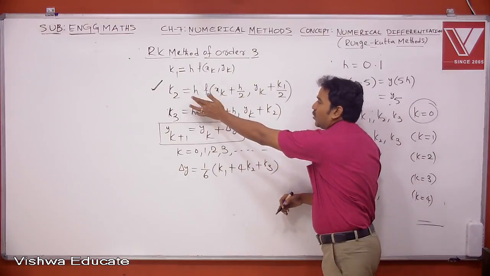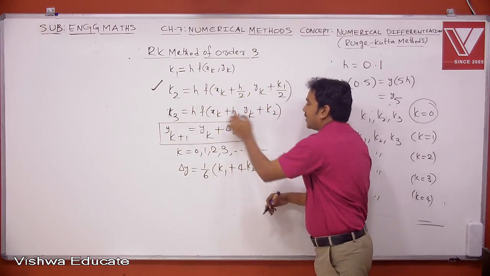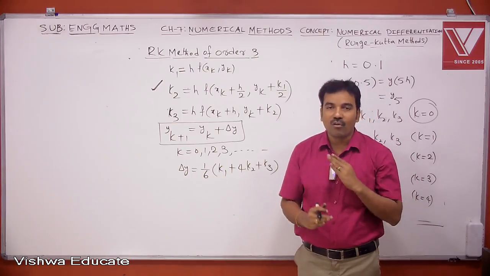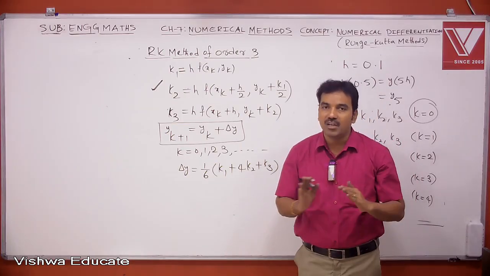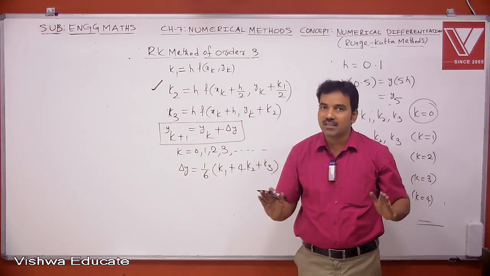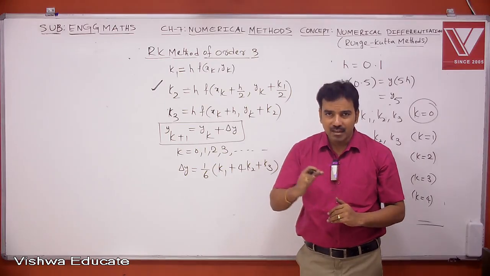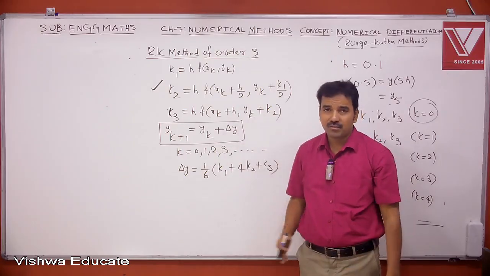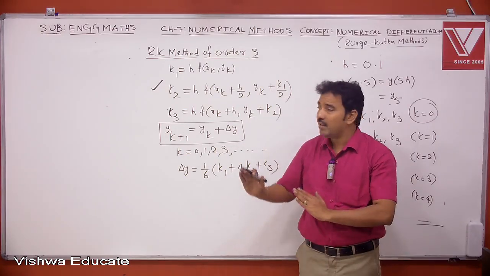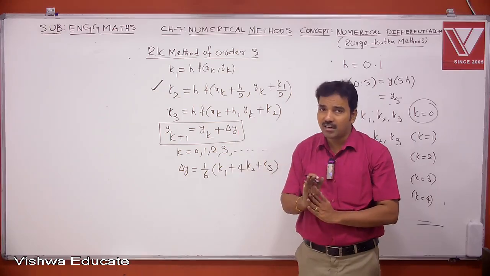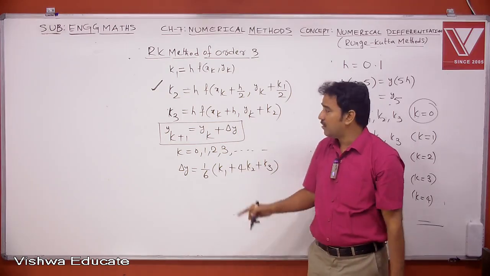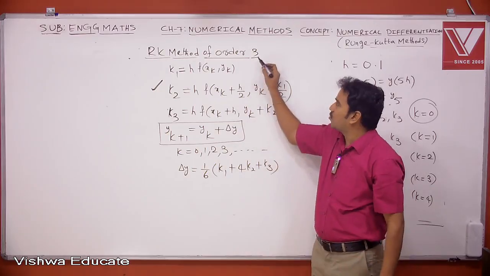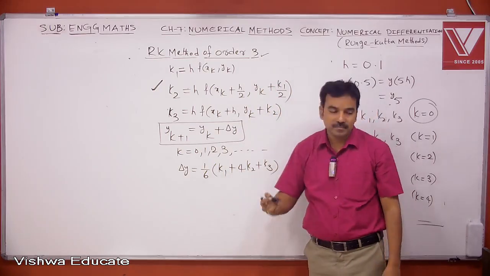See here, k2 depends on k1. But k3 depends on k2. So carefully evaluate the values. If you go for wrong evaluation of k1, definitely k2 will be wrong. Then the whole calculation will be wrong. So be careful with the evaluations of k1, k2, k3, and after that these values. So always the magic is behind evaluating k1, k2, k3 values only. So in every iteration, k1, k2, k3 values are required. Three parameters are required. That's why it is called RK method of order 3.